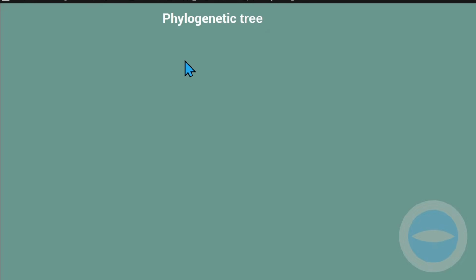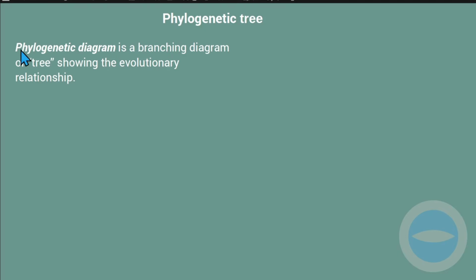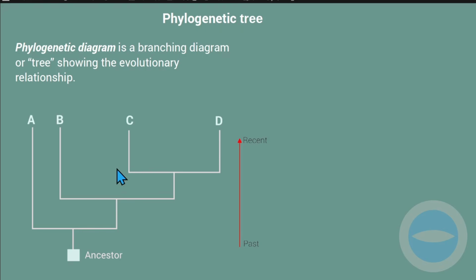First of all, I will start with the phylogenetic tree. So what is a phylogenetic tree? A phylogenetic diagram is a branching diagram or a tree showing the evolutionary relationships. So this is a tree that is showing the relationships between organisms. This is an example of a phylogenetic tree.